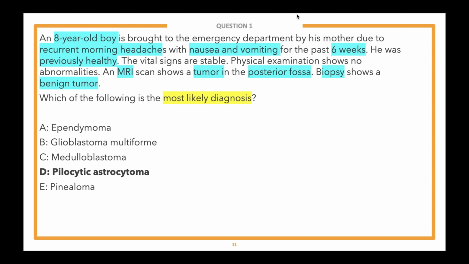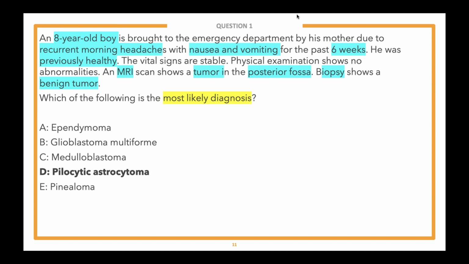And importantly, they tell us that these are recurring in the morning, okay? So one thing you want to think about is, why are they occurring in the morning? A lot of times what they suggest is, if you have an intracranial mass, when you lay down at night, a lot of that pressure can build up in your brain, so then you wake up in the morning with a headache. Okay, so that could suggest that there's an intracranial process, intracranial tumor or mass.